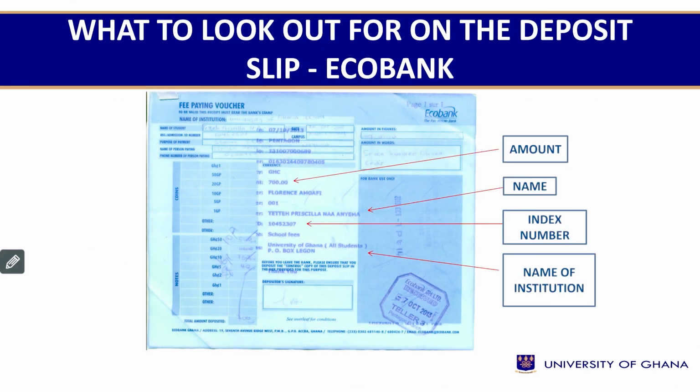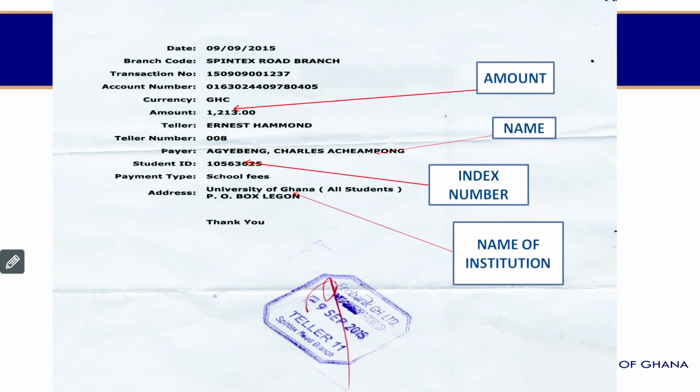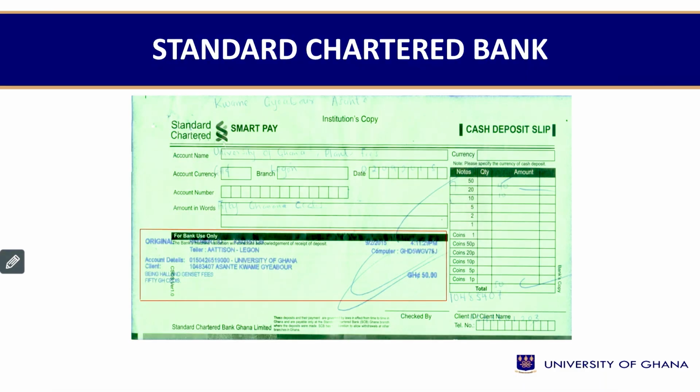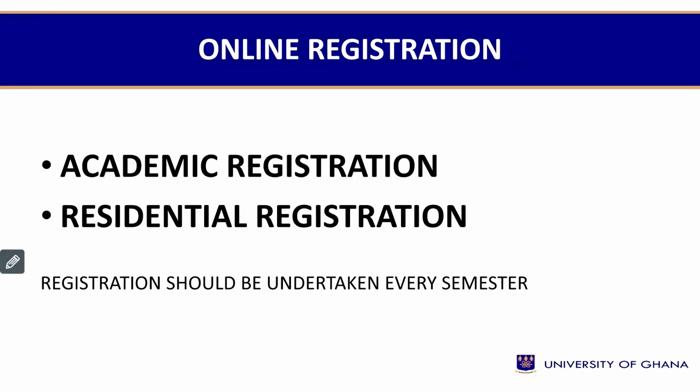So what to look out for when you are paying your fees? Make sure the amount is quoted correctly. Your name is correct. Your ID number, that is most important. And then the name of the institution. So before you leave the banking hall, make sure all these are correct, because the teller can input the wrong ID number and the payment will go to that student. This is also another payment slip, the same as this one. Make sure all the information is correct before you leave the banking hall.